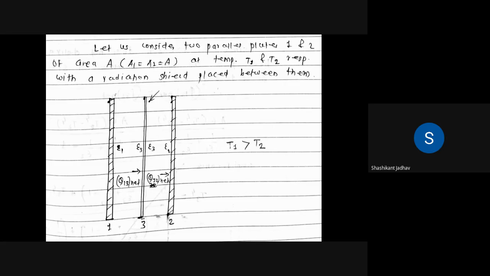So heat transfer from plate 1 to 3, that is Q13 net, and then heat transfer from plate number 3 to 2, that is Q32 net. The direction of the arrows is given, that is the direction of heat transfer, and T1 is greater than T2, meaning the first plate has temperature T1, the second plate has temperature T2. So T1 is greater than T2. So all of you draw this diagram.